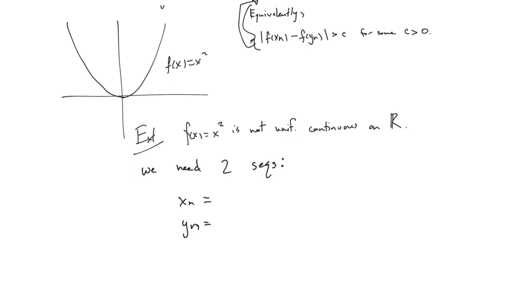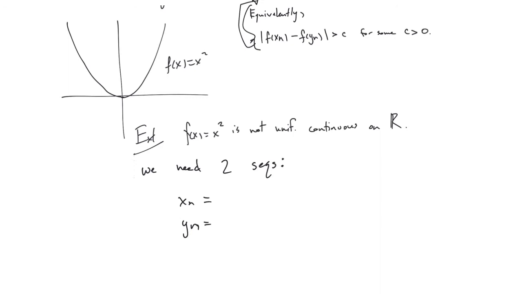Would anyone like to suggest two sequences that I can use? I want two sequences which kind of approach each other, but when I plug them into the function, the values do not approach each other. Any ideas? Maybe somebody give me one sequence that might be useful.